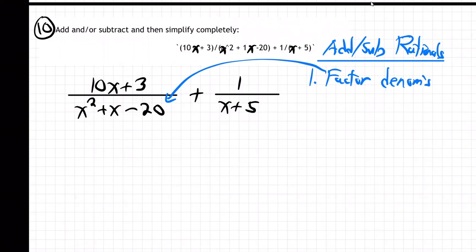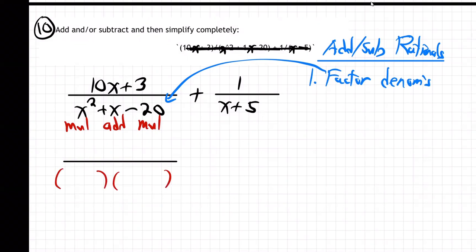So let's do it. Let's get rid of this right here. So how do we factor that denominator? Well, it's going to be multiply, add, multiply. So we're going to put the two parentheses, x in the front. What multiplies to be 20? 5 times 4. Now, how does it add?